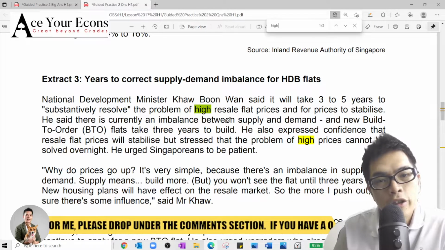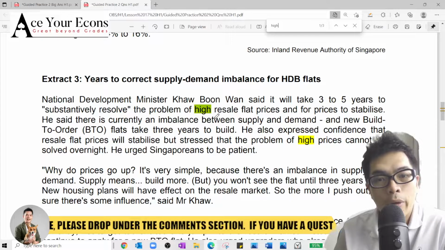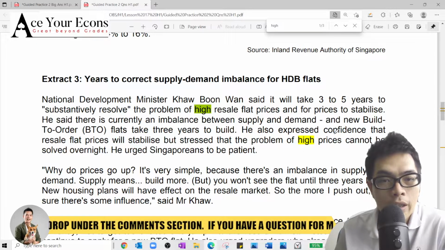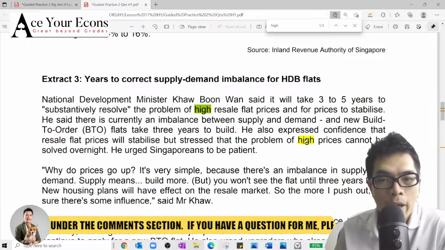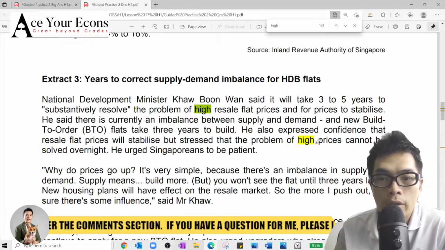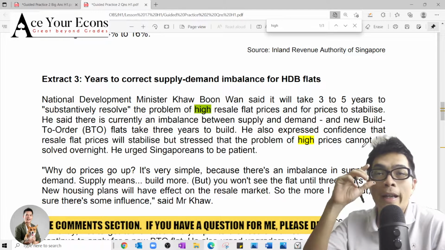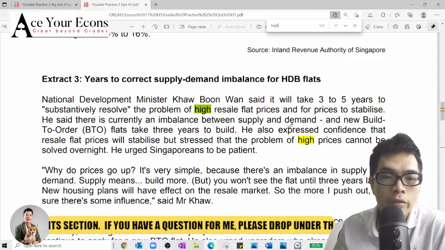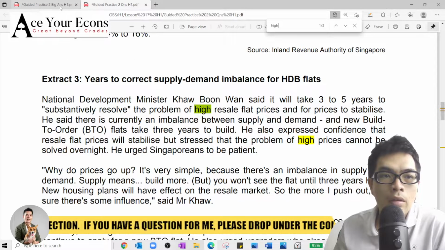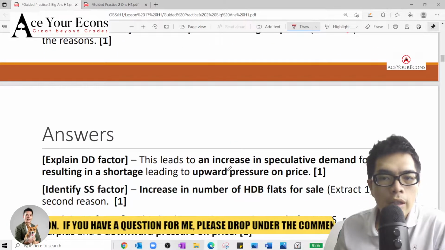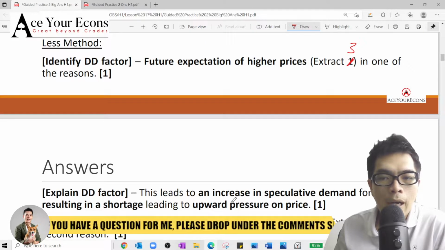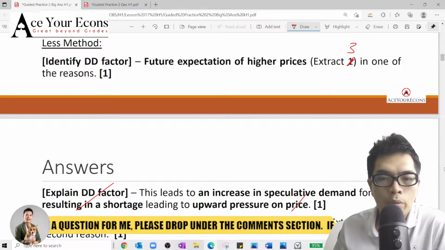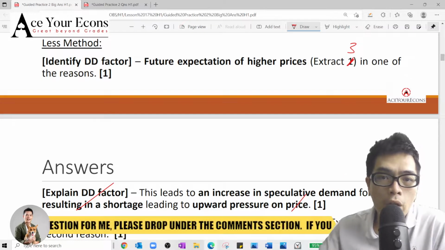So it's actually mentioned that there are very high prices of resale flats, and there is an inherent imbalance, and they do not expect the prices to be corrected overnight. Do you see that? So it is an expectation that your prices will remain high for the foreseeable future. Therefore, this will result in speculative demand for HDB flats, which results in a shortage and an upward pressure on price. So the keywords to look out for, this is Egypt.